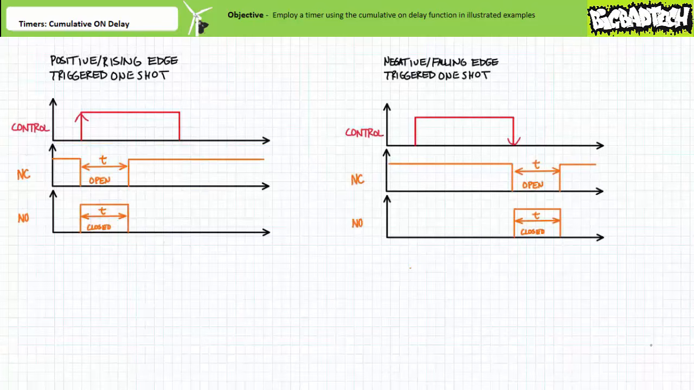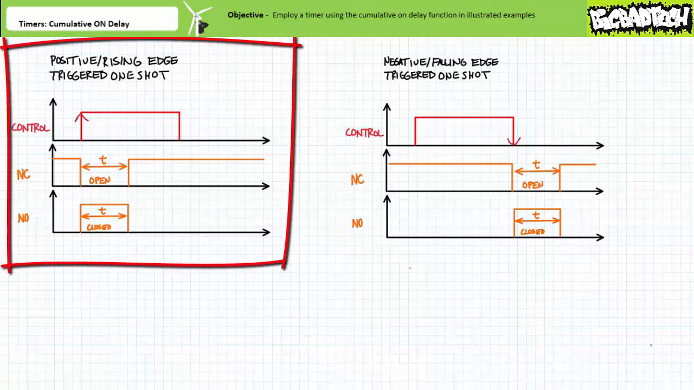Finally, compare this behavior to a timer executing the one-shot function. A timing diagram of a timer executing the one-shot function would look like this. For a positive or rising edge triggered one-shot, when the controlling input is energized at this instant here, the associated contacts only temporarily assume the opposite activated state for a period T, and then revert to their deactivated state, despite the controlling input still being energized.